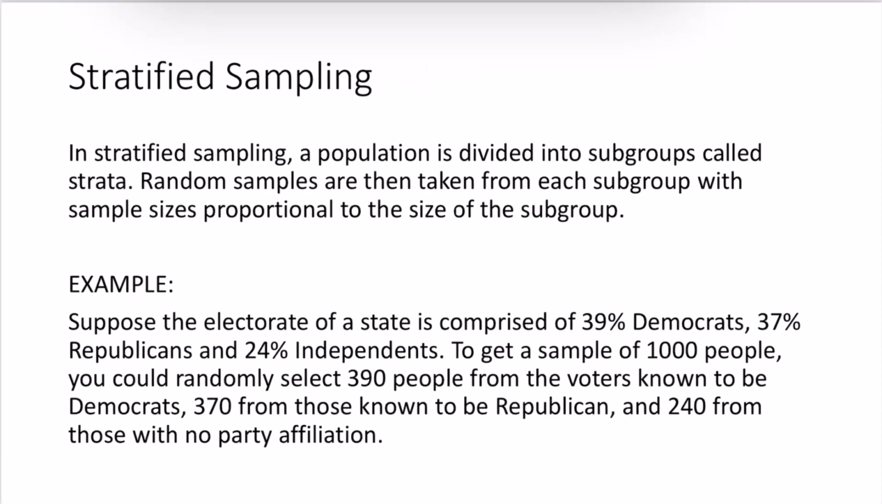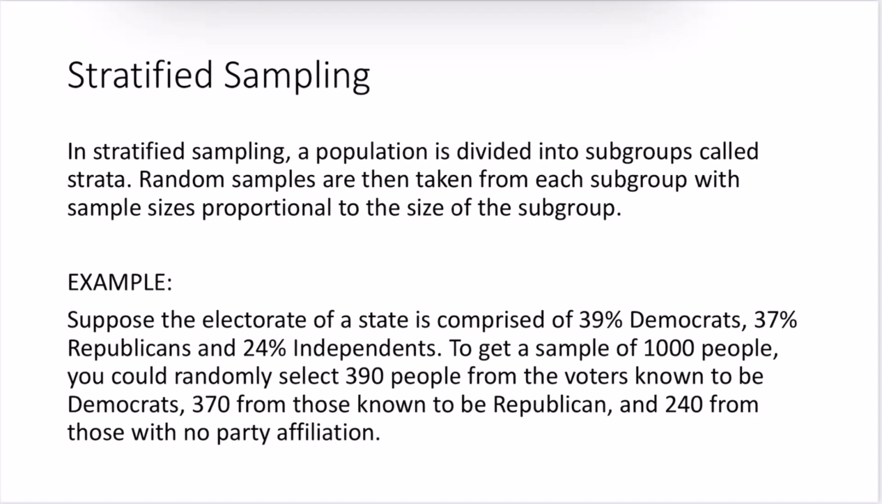And then the next type of sampling is called stratified sampling. In stratified sampling, basically a population is split up into subgroups, and those subgroups are called strata, and then you take random samples from each subgroup with sample sizes proportional to the size of the subgroup. So for example, let's say that a certain state has about 39% Democrats, 37% Republicans, and 24% independents. And this is something that is known because of the results of the elections and things like that.